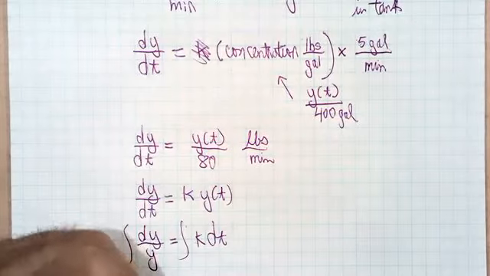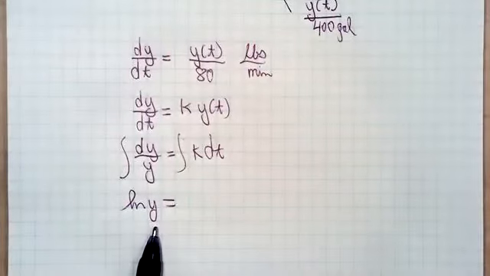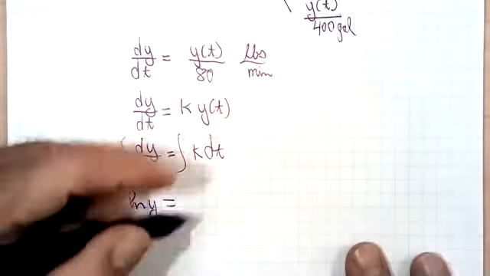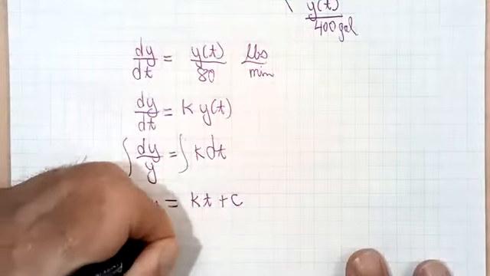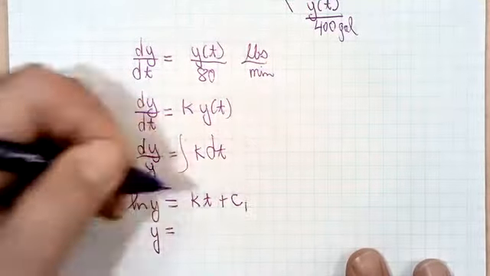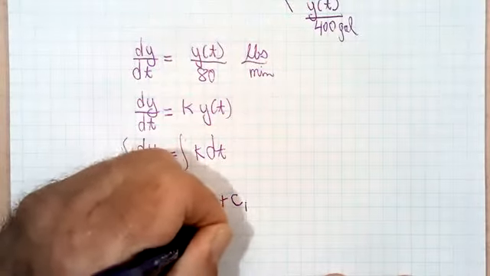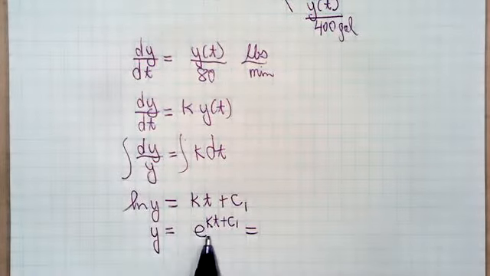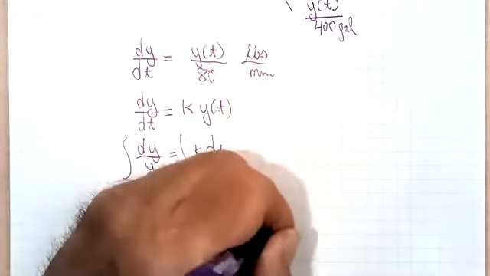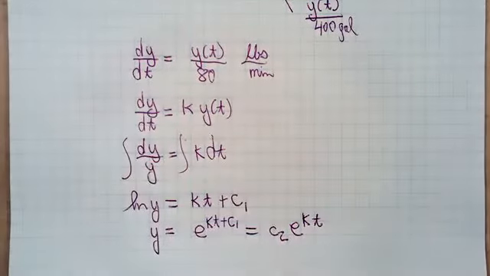So I get log of y. I could be really careful and put in absolute values here, but realistically, you're not going to have a negative number of pounds of salt in the tank, so I'm not going to get too excited about that. kt plus C1, so that y equals e to the kt plus C1. But then you split this just like we did before. It's e to the kt times e to the C1. So that is C2 e to the kt. So we get an exponential function again.